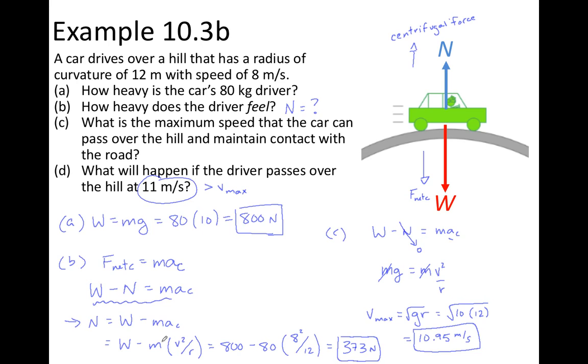And in this case, the car is going to lose contact with the road, and that means that it's going to be in free fall, and the car and the driver are going to experience free fall motion. Projectile motion. They'll move in a parabolic path until they contact the ground.